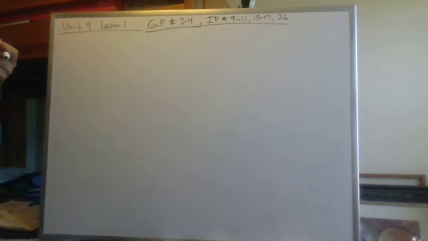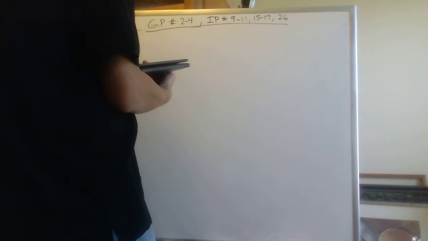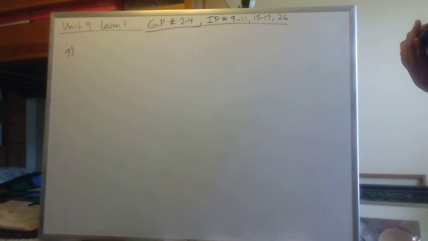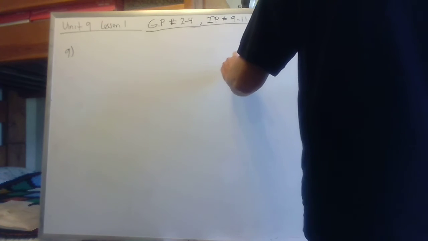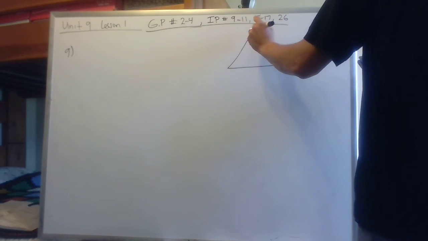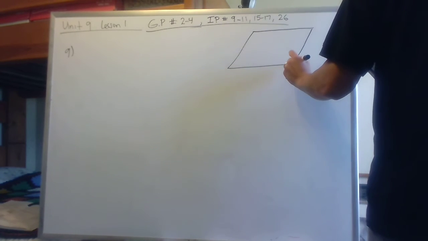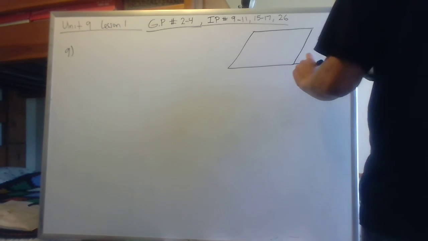Just logging into the Chromebook right now. It went to sleep. Okay, so for number 9, your homework wants you to do 9 through 12. I'm probably going to do 9, 10, and 11, or just 9 and 10 since it's the same type of problem. It's just wanting you to apply some properties of parallelograms that we were talking about in the guided practice.